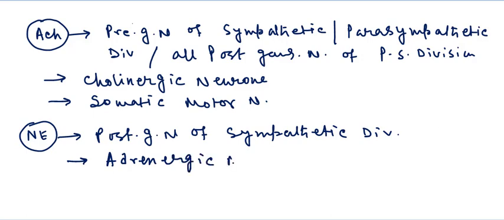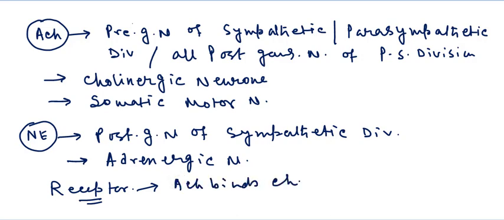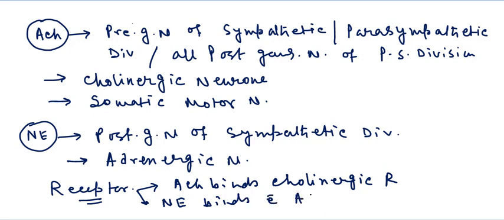Now, a neurotransmitter binds with a specific type of receptor. Acetylcholine binds with the cholinergic receptor, and norepinephrine binds with the adrenergic receptor.